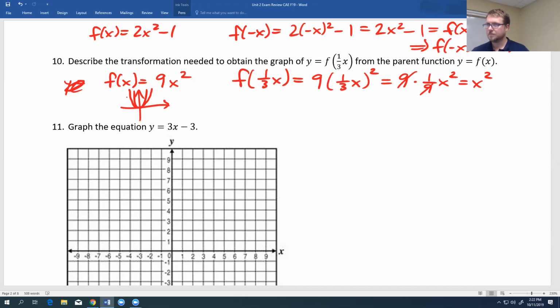I just figured it would be wider because, like for the slope, if it's just x, it's rise 1, run 1. If it's 1/3, it's rise 1, run 3, so it would be... Great thinking, that's what I was going for. Good. All right, horizontal stretch.